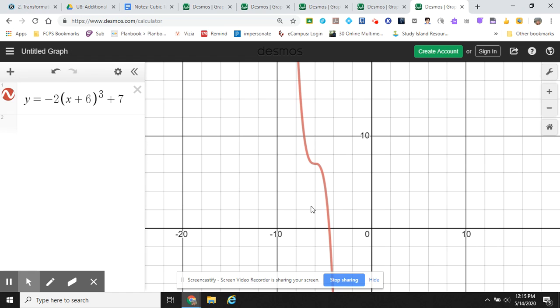So always use Desmos to double check your answers before you submit. You can also ask me to double check them before you submit it. Once it's submitted, it's more difficult for you to redo it. So you can just shoot me a message, say, hey, Miss Young, can you check this before I turn it in? And I'll check it for you. Let me know if you have questions.